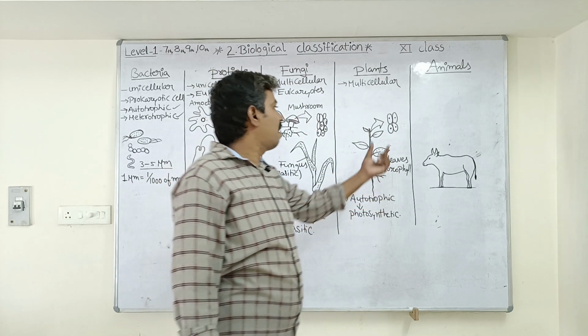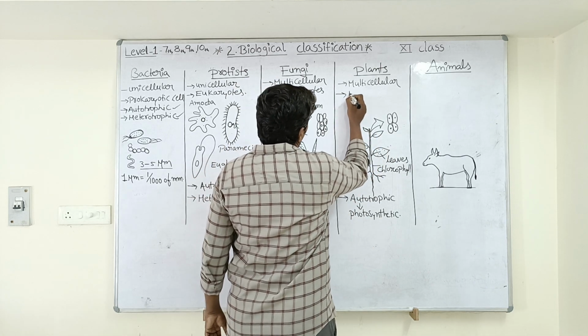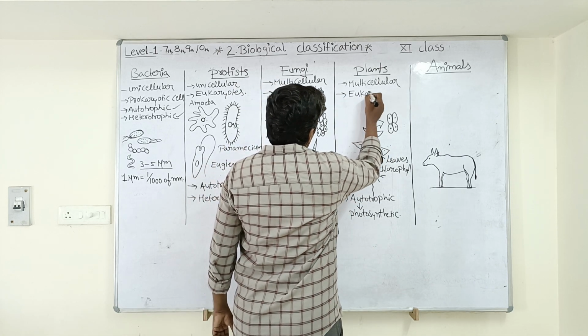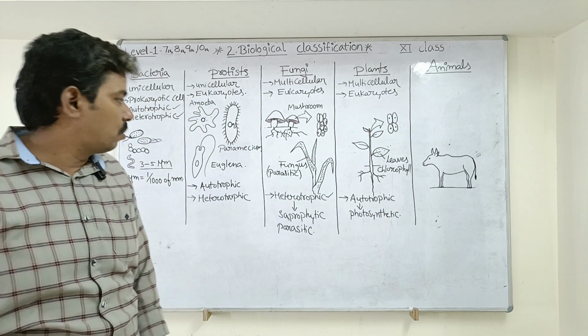And what type of cells are they? Prokaryotic or eukaryotic? Obviously eukaryotic. Nucleus is present. So they are eukaryotes, multicellular eukaryotes. Okay.